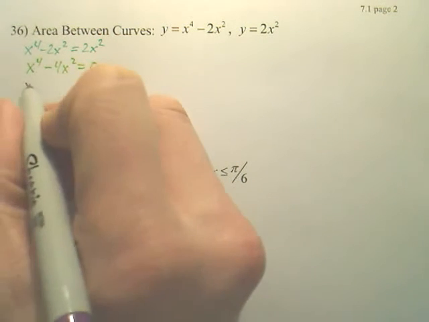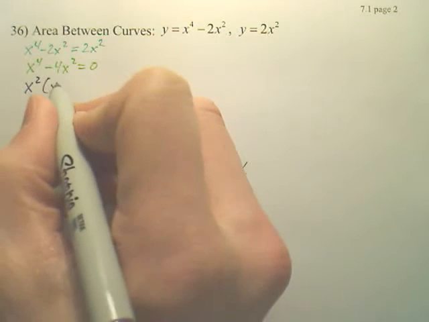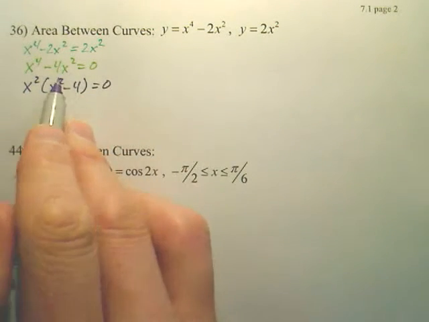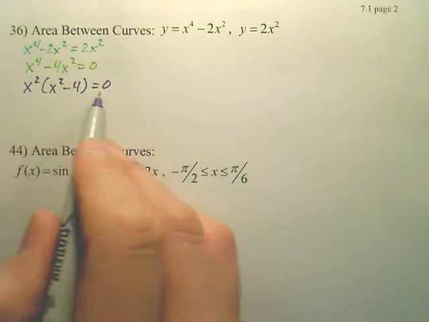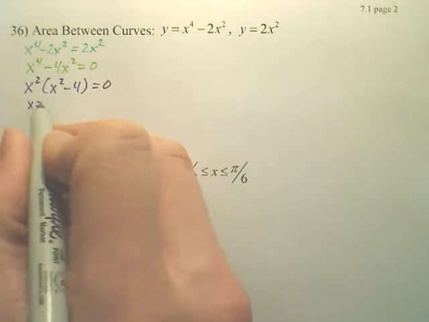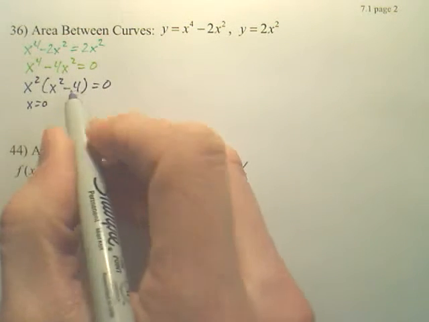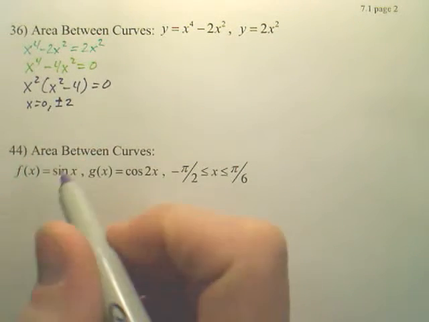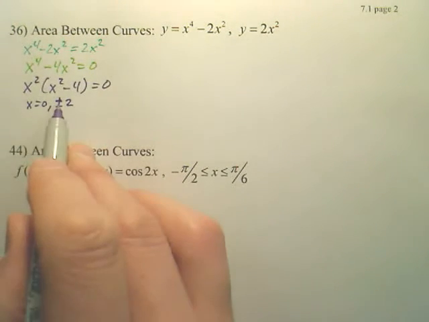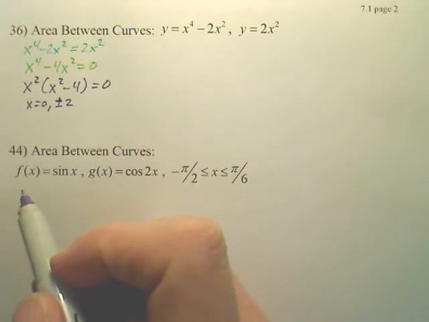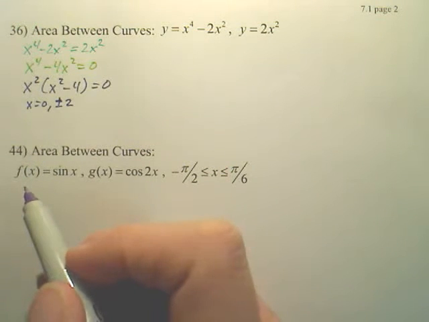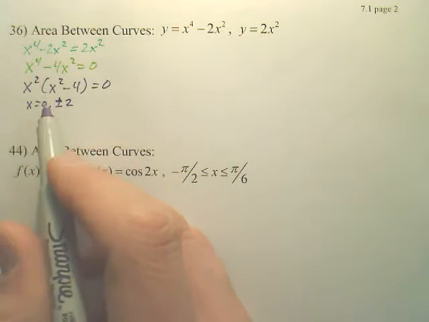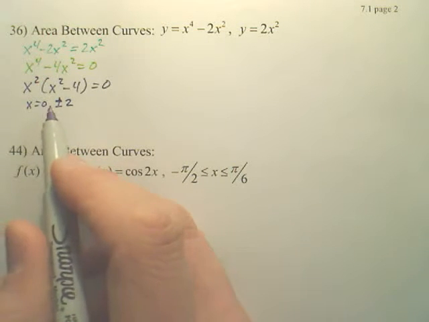Can you pull a GCF of x squared out? So you pull an x squared out, and when you set this equal to 0, you get 0, and when you set this equal to 0, you get positive or negative 2. So you have 0, positive 2, and negative 2. So you have 3 points where these graphs hit. That tells you right away you have two integrals, two different area spots you have to find.